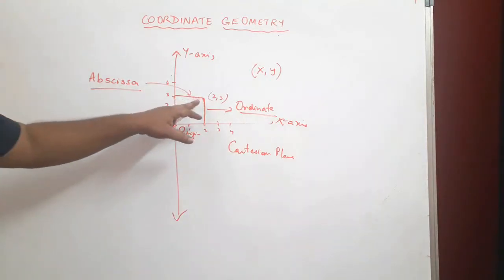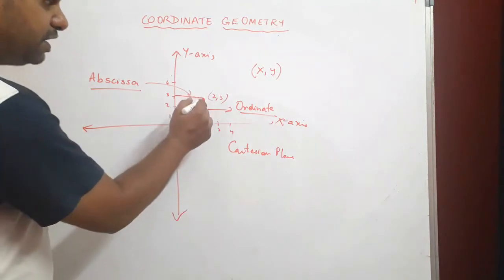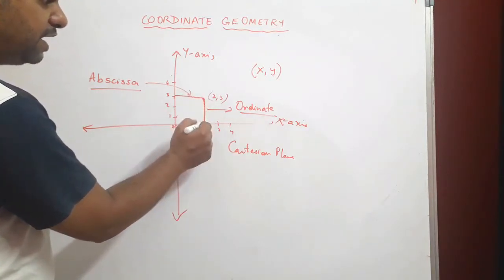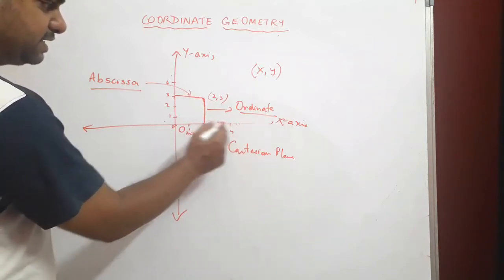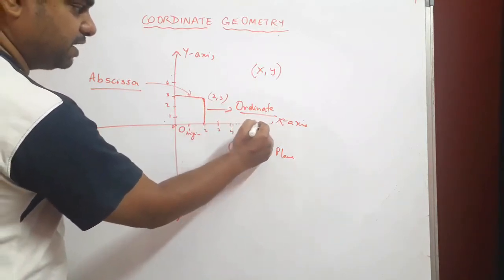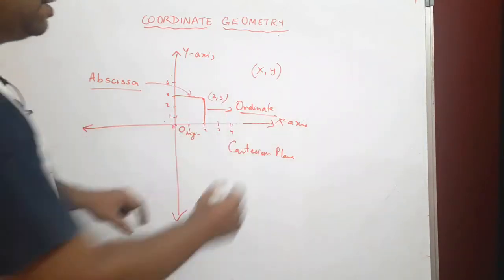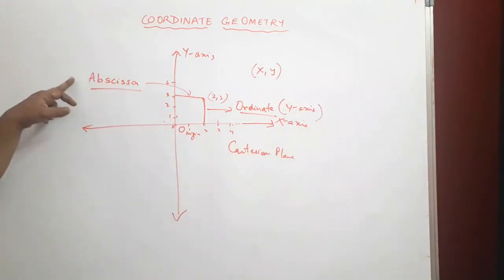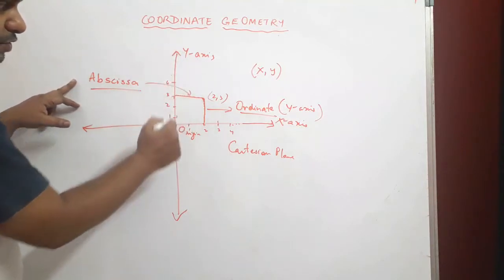Okay, so what is an ordinate? Proper definition: ordinate is actually a perpendicular line to the x-axis. This is the x-axis, correct? So it is the perpendicular line, but in reality what we actually call the ordinate? The y-axis. And what is abscissa? Abscissa is the line that is perpendicular to the y-axis.